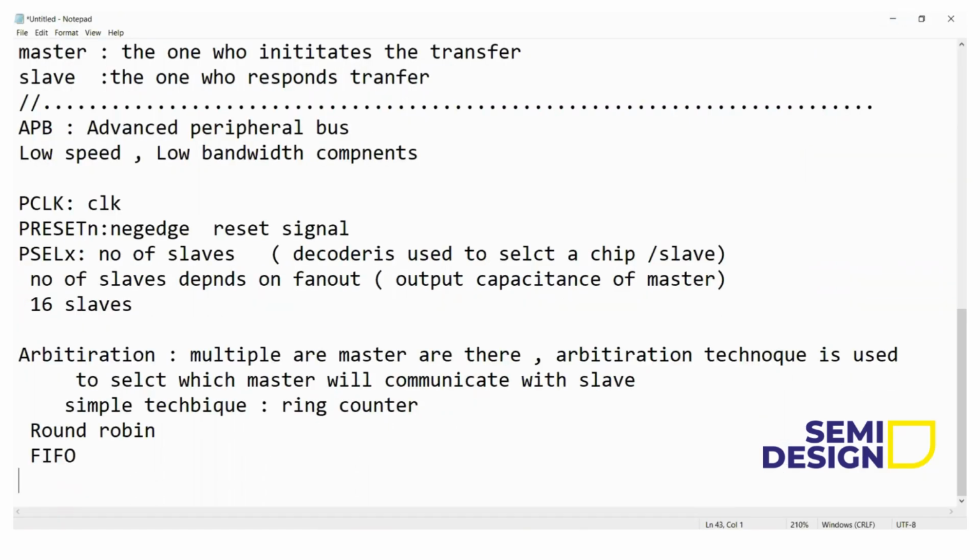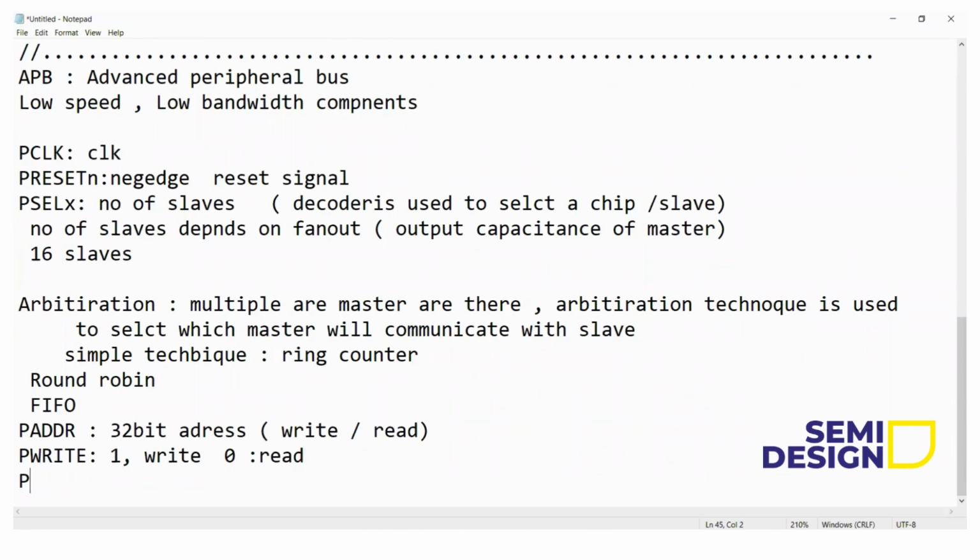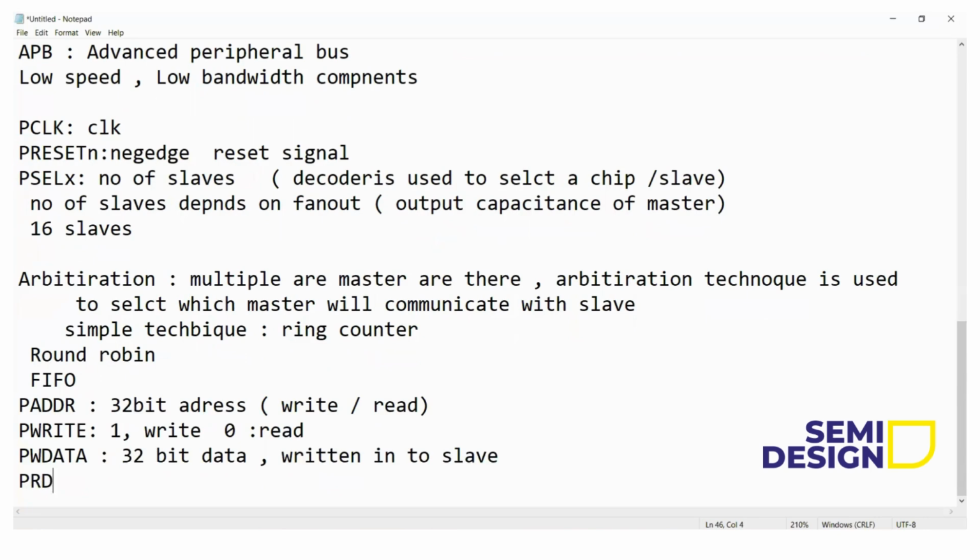Now if I'm going to the data transfer, there are some common signals that I'm going to use. One is P address. Address means this is the 32-bit address, either for write or for read. Whether the address is for write or for read is decided by the P write signal. If P write is 1, it is a write. If it is 0, it is a read. Now, what is the data you want to write? That is PW data. It is the 32-bit data that is written into the slave. Like write data, there is also read data.